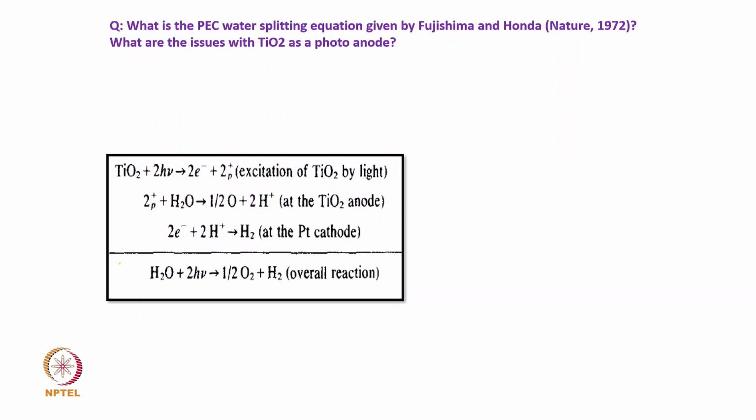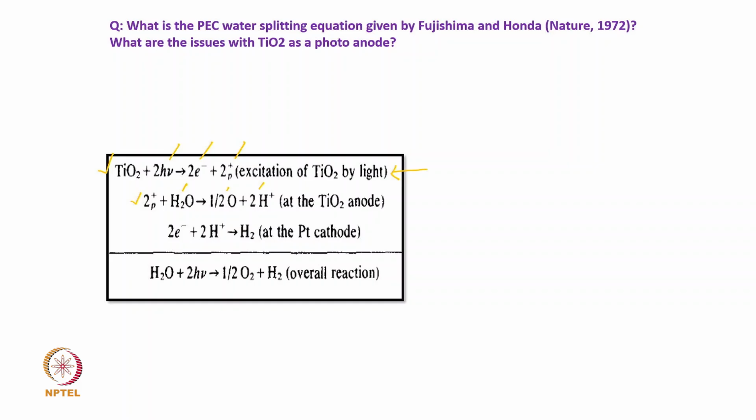So, let us look at this equation, because as I told you, TiO2 was used as photoanode. When it reacts with photon, it gives 2 electrons and 2 holes. That is actually the first step, the excitation of TiO2 by photon or light. Second step is that these holes react with H2O, producing oxygen and H plus, which happens at the TiO2 anode.